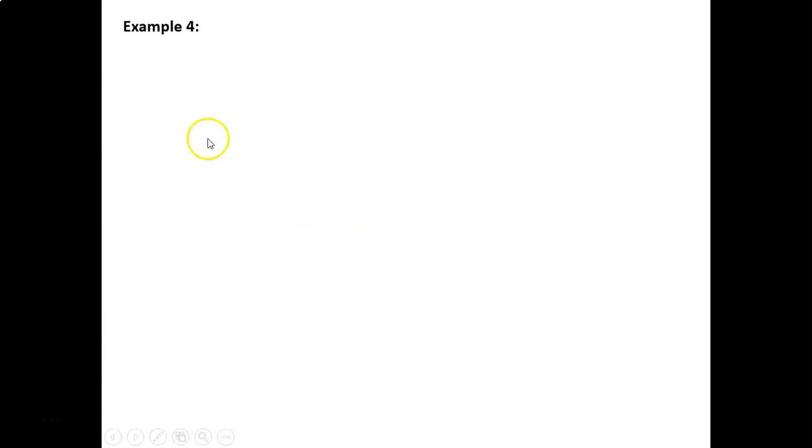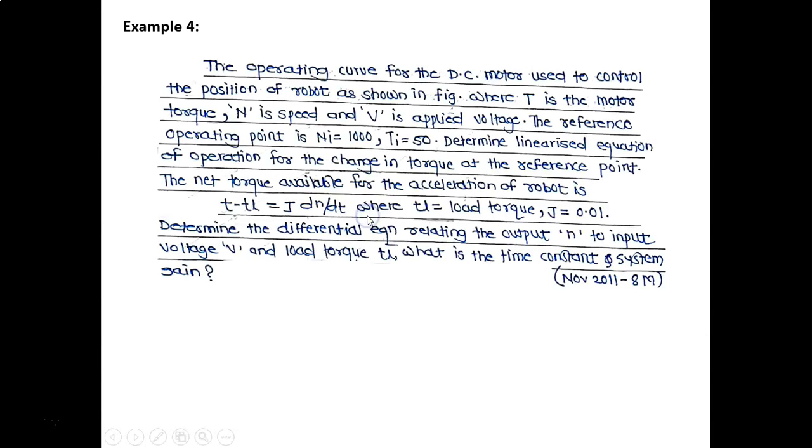We have seen example 3, now example 4. The operating curve for the DC motor used to control the position of robot is shown in the figure, where T is the motor torque, N is the speed and V is the applied voltage. The reference operating point is Ni equal to 1000 and Ti equal to 50. Determine the linearized equation of operation for the change in torque at the reference point.